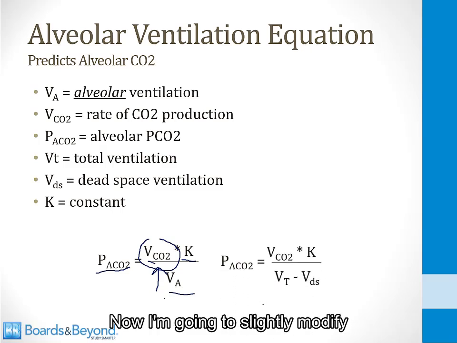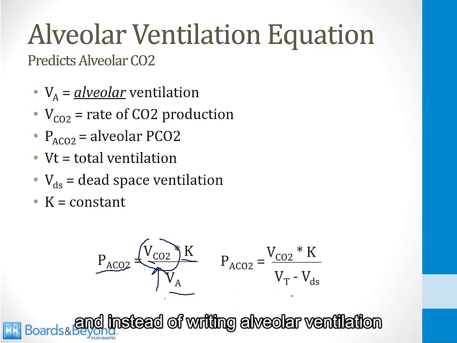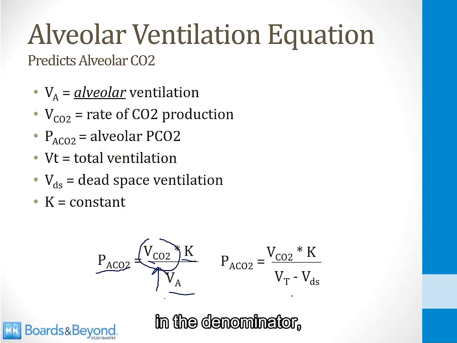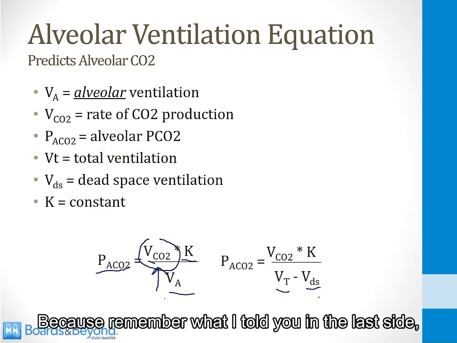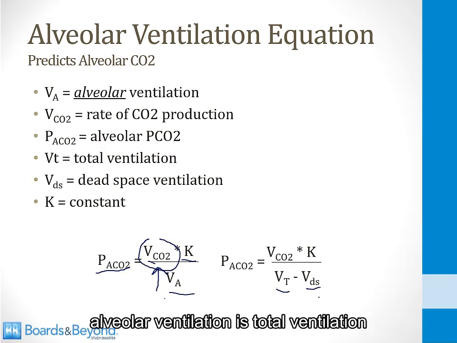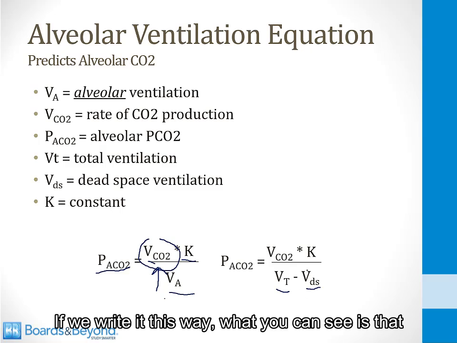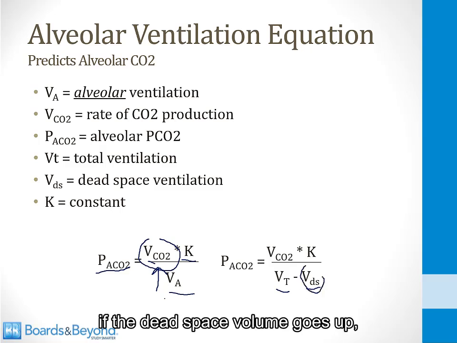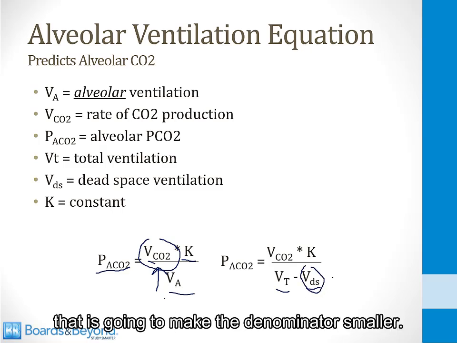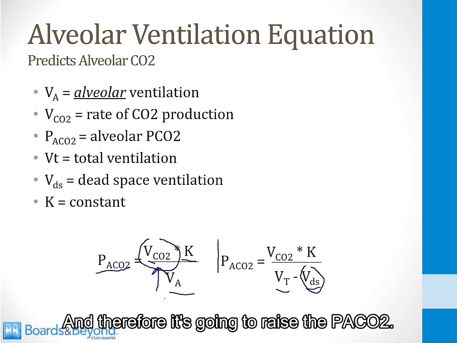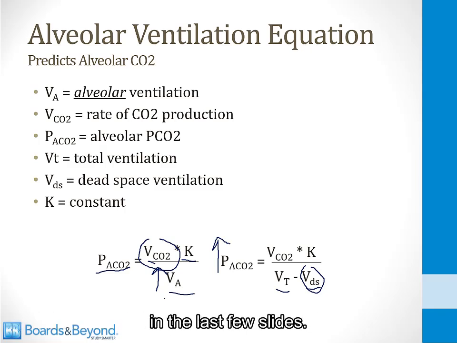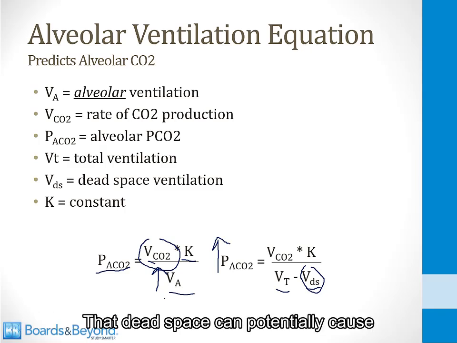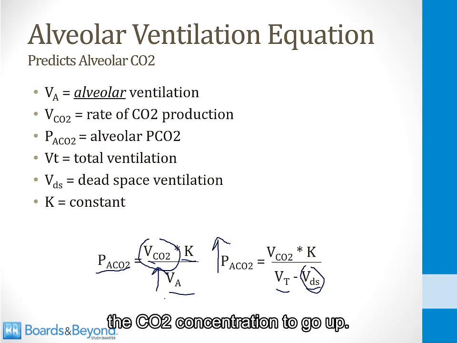Now I'm going to slightly modify the alveolar ventilation equation, and instead of writing alveolar ventilation in the denominator, I'm going to write total ventilation minus dead space ventilation. Because remember what I told you on the last slide, alveolar ventilation is total ventilation minus dead space ventilation. If we write it this way, what you can see is that if the dead space volume goes up, that is going to make the denominator smaller, and therefore it's going to raise the PaCO2. And that's consistent with what we were just talking about in the last few slides, that dead space can potentially cause the CO2 concentration to go up.